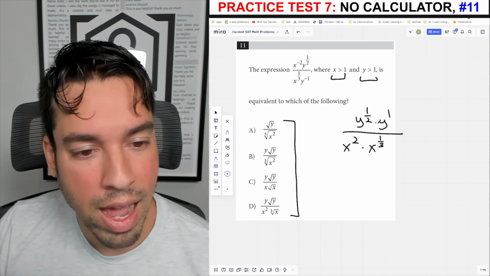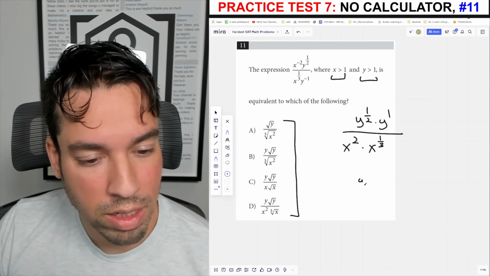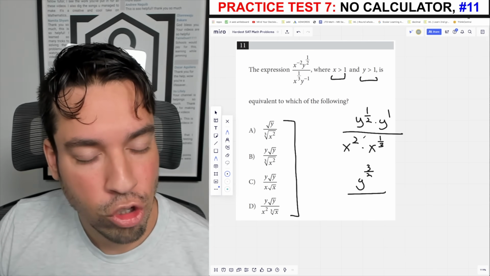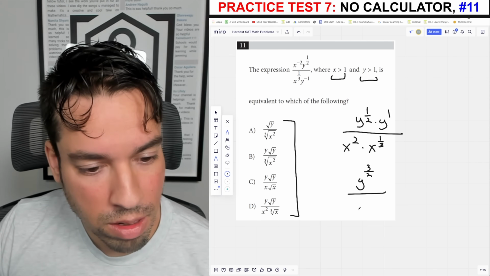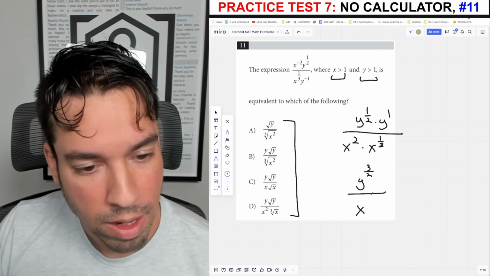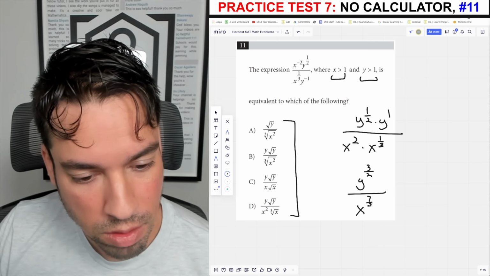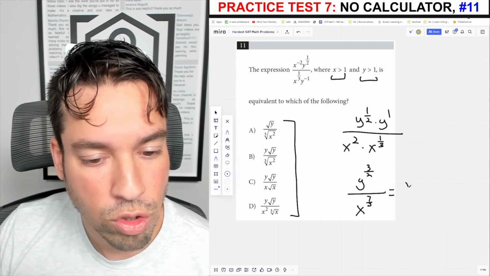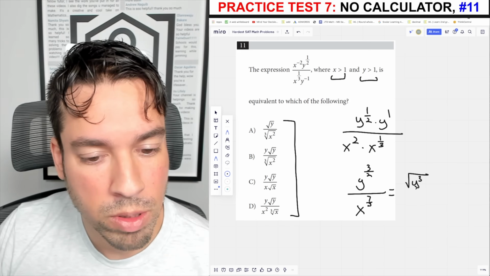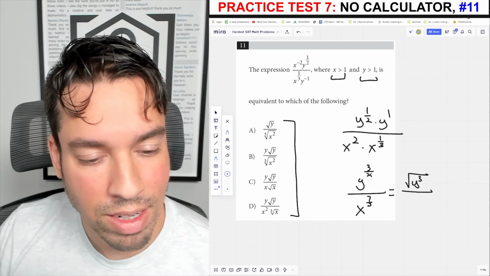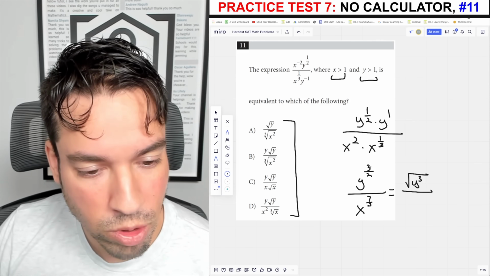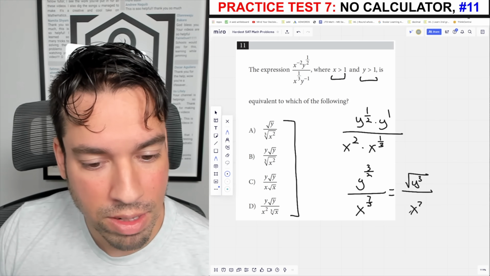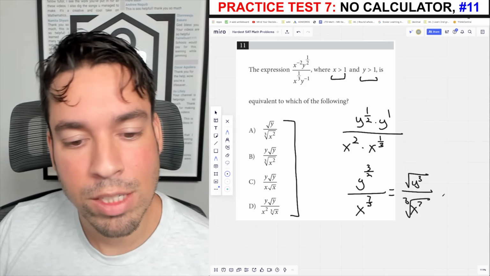Now we're going to use our exponent rules. When we're multiplying, we're adding. So 1/2 plus 1 is 3/2 on top, and on the bottom 2 plus 1/3, that becomes 2 1/3, or 7/3. Now we're going to rewrite these guys in radical format. So this is the square root of y cubed over, right, because the denominator is the root and the numerator is the power, over x to the 7th cube root. Last but not least, we're going to simplify.